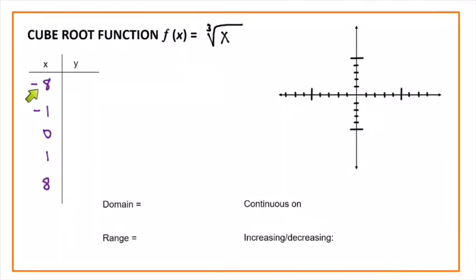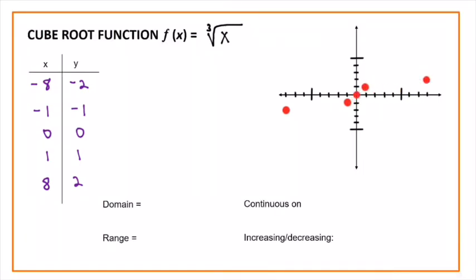Okay, so plugging these numbers in, the cube root of -8 is going to be -2. The cube root of -1 is -1. The cube root of 0 is 0. The cube root of 1 is 1. And the cube root of 8 is 2. Now let's graph those. Here we have (-8, -2), (-1, -1), (0, 0), (1, 1), and (8, 2).